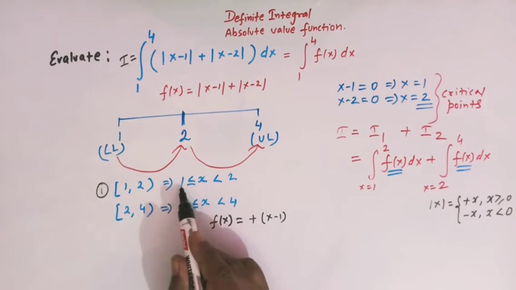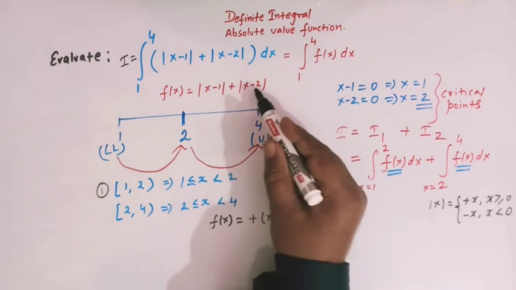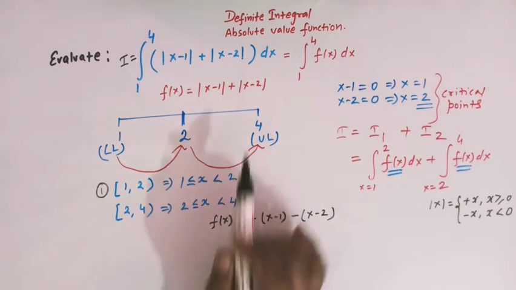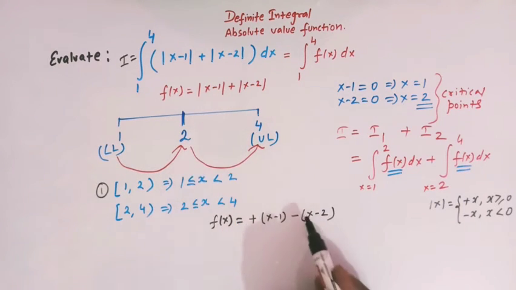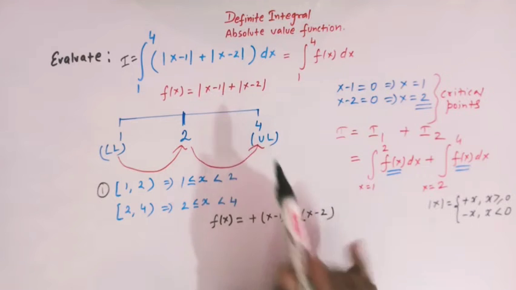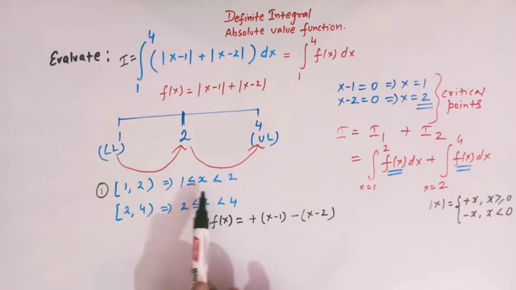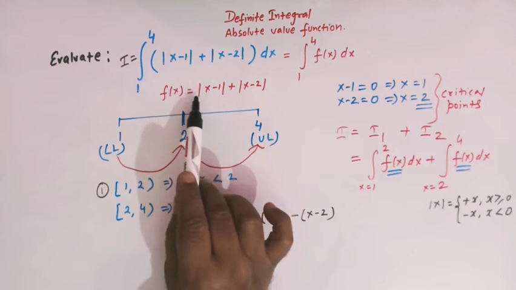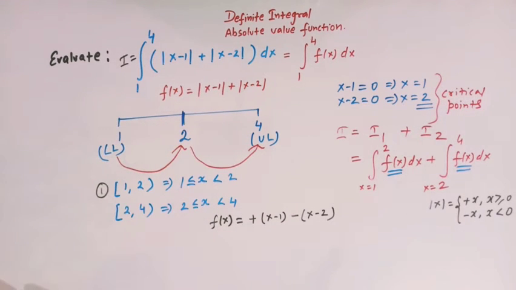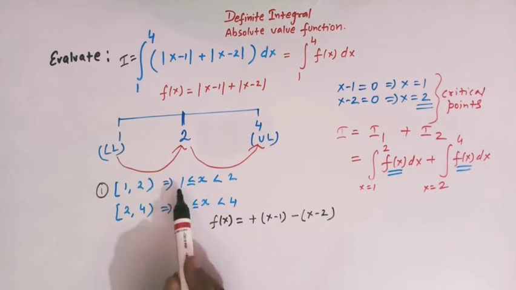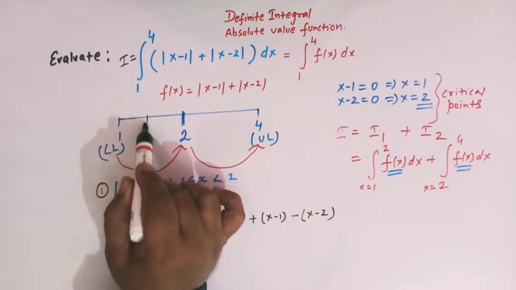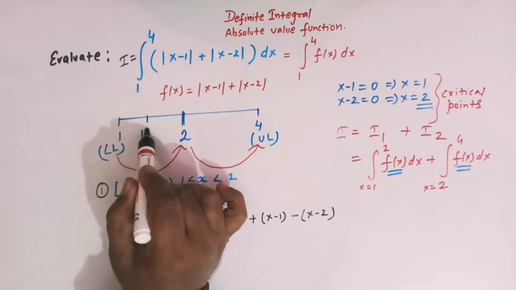And when x lies between 1 and 2, then obviously mod of x minus 2 is negative x minus 2, right? Because here the sign of x minus 2 is negative when x lies between 1 and 2. We can also verify the sign of these two functions by taking a particular value in the given interval. Now see, here we are taking the interval from 1 to 2, and let us take one simple value between 1 and 2, say 1.5, right?